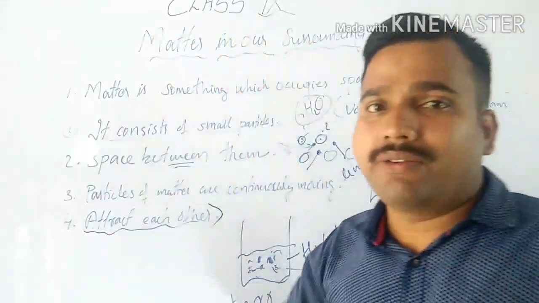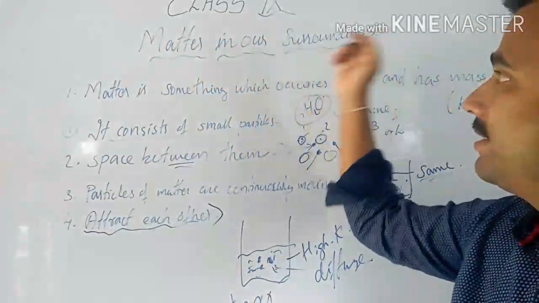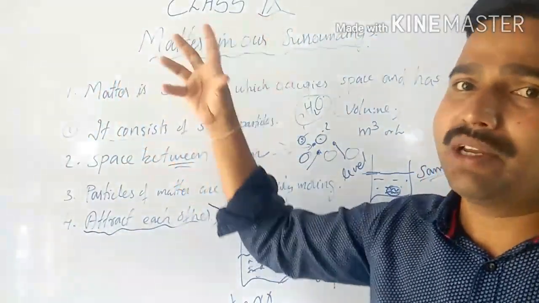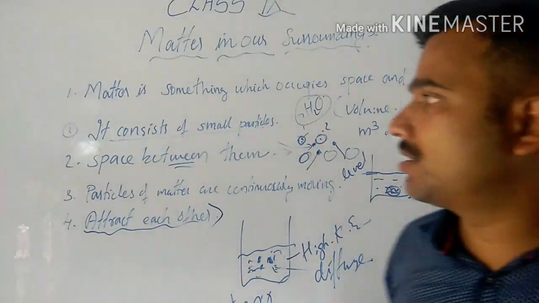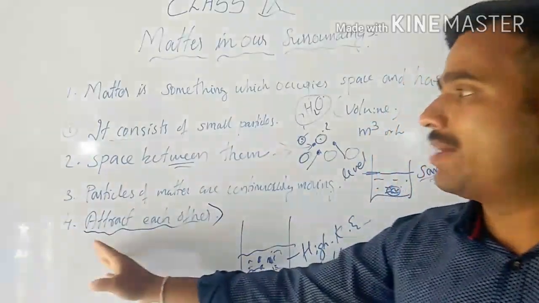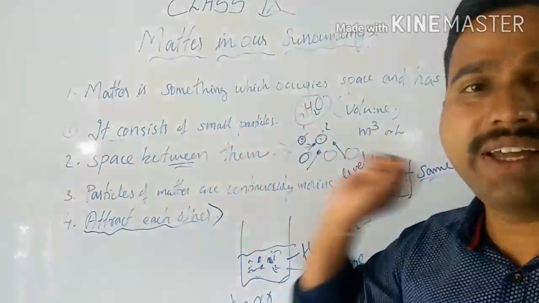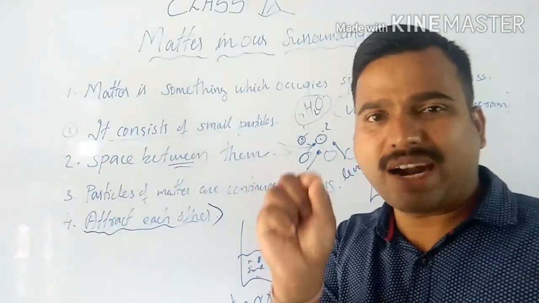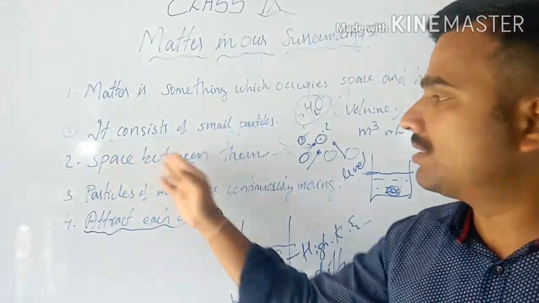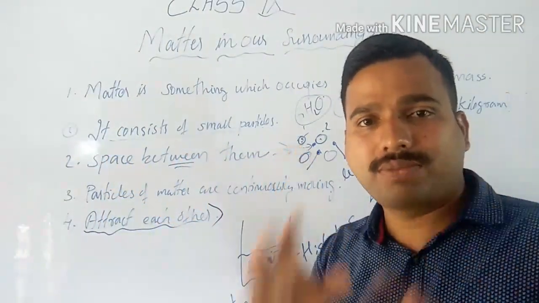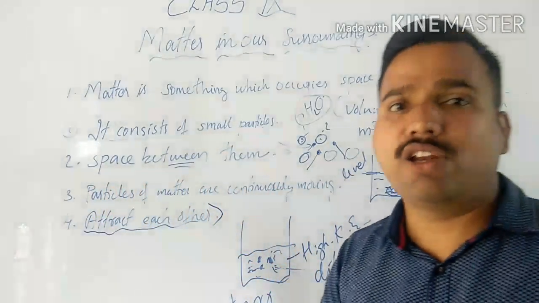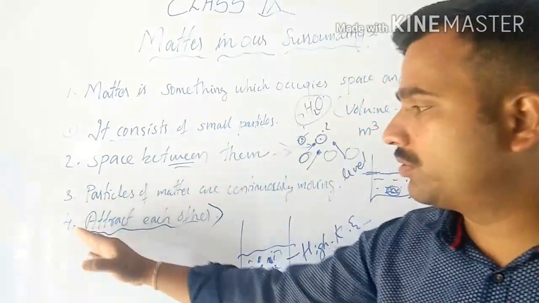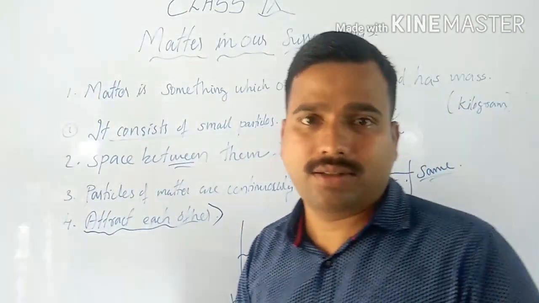So just have a revision. Matter in our surroundings. What do you mean by matter? Matter is something which occupies space and has mass. There are four properties of matter. First, matter is made up of very small particles. Second, there is space between them. Third, particles of matter are continuously moving. And the fourth, they attract each other.